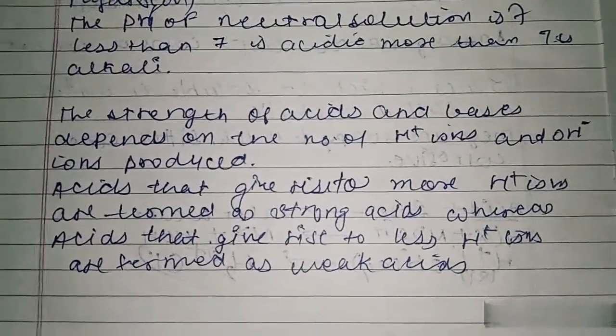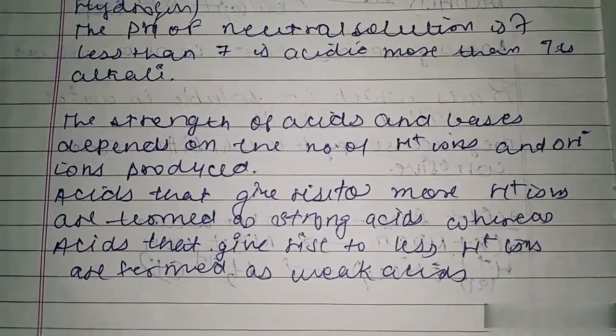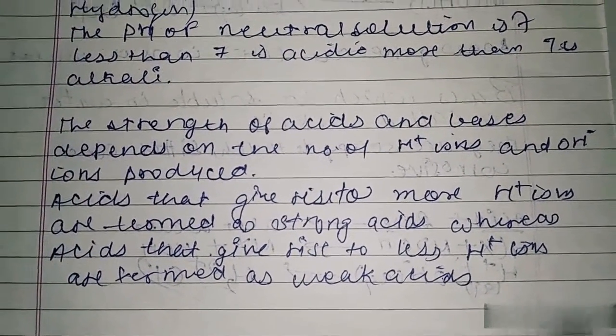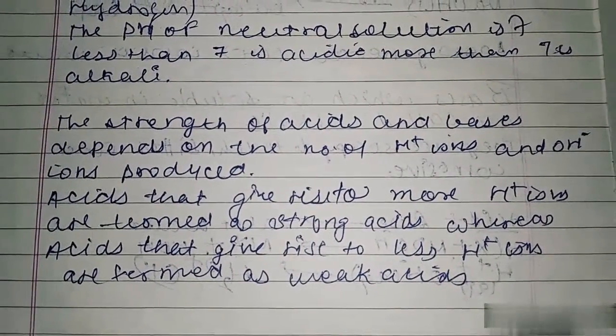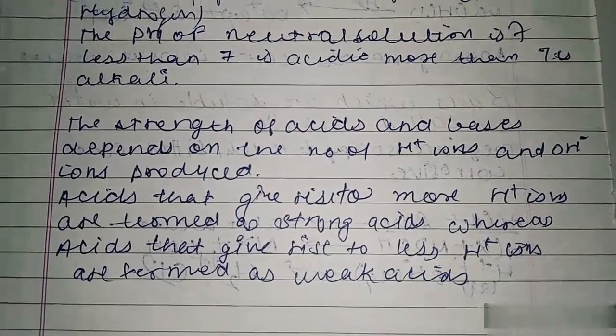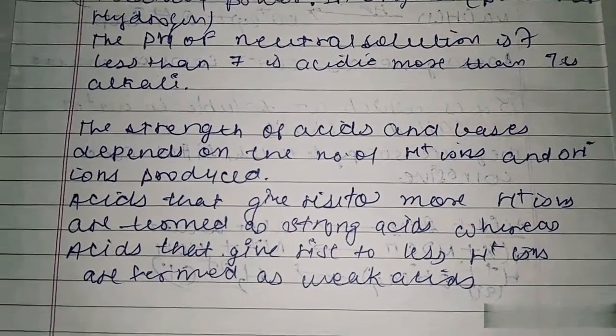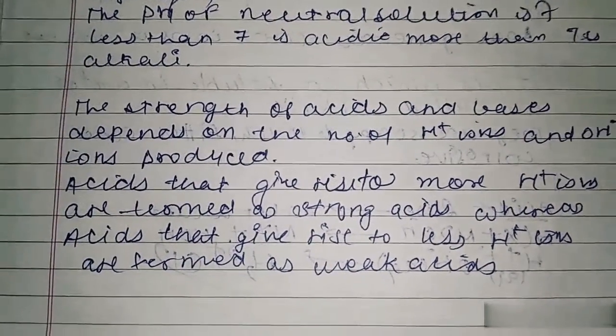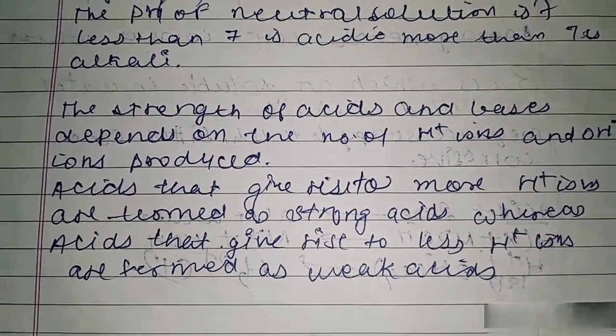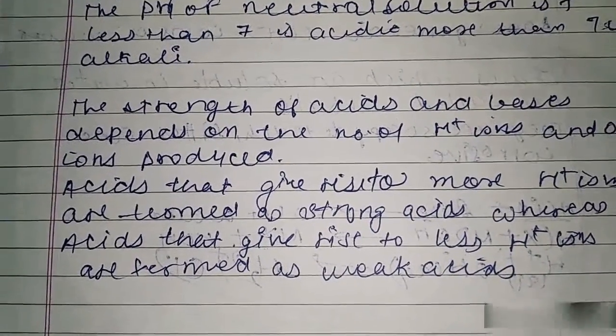ठीक है? अब the strength of acids or bases depends upon the number of H+ ions and OH- ions produced. Acids that give rise to more H+ ions are termed strong acids, whereas acids which give rise to fewer H+ ions are termed weak acids.